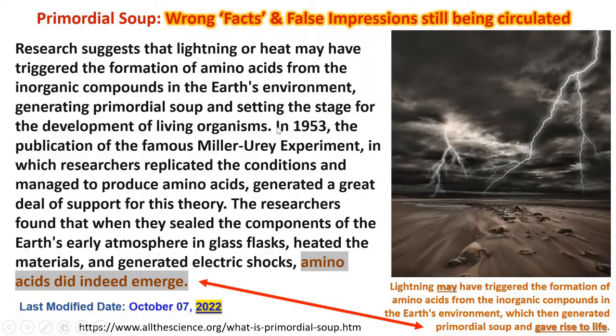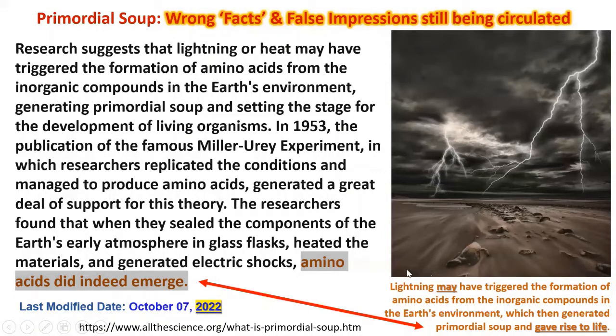And in 1953, the publication of the famous Miller-Urey experiment, in which researchers replicated the conditions and managed to produce amino acids, generated a great deal of support for this theory. So you see, it looks like the experiment was actually successful. Yeah, and the conditions were inaccurate, but this article left it out. And the researchers found that when they sealed the components of the Earth's early atmosphere in glass flasks, heated the materials, and generated electric shocks, amino acids did indeed emerge. You see how suggests becomes all these things are facts, and they do not actually say that these were failures. Yeah, amino acids, but they cannot generate life.